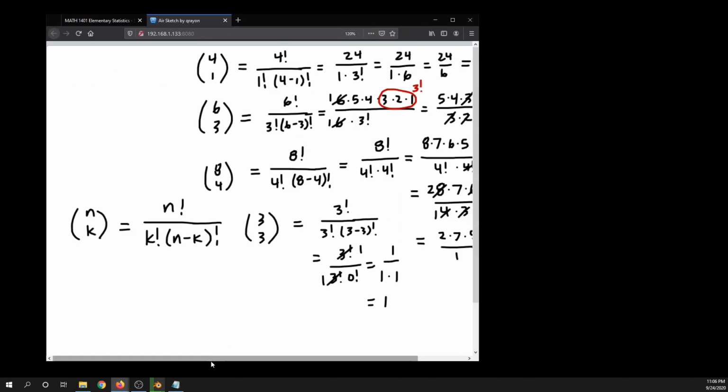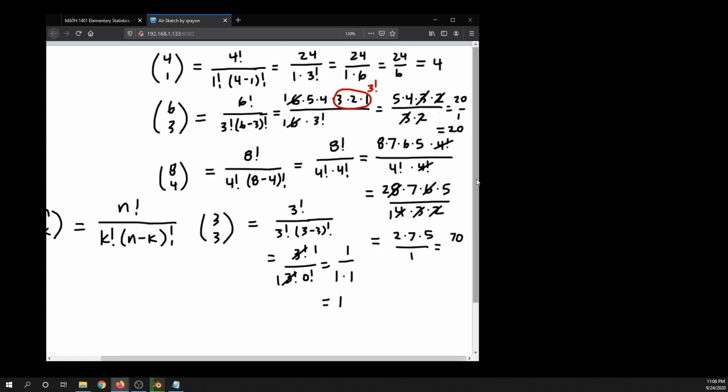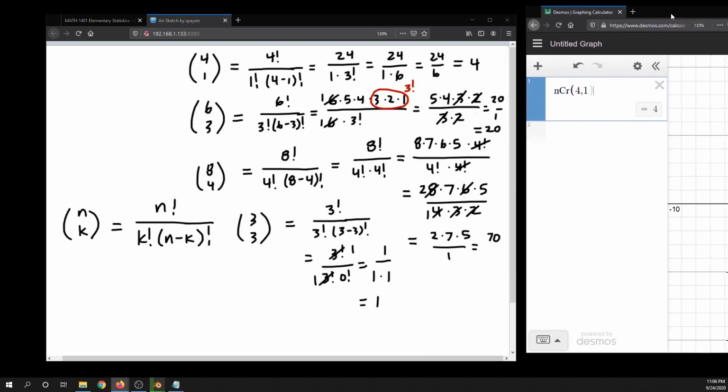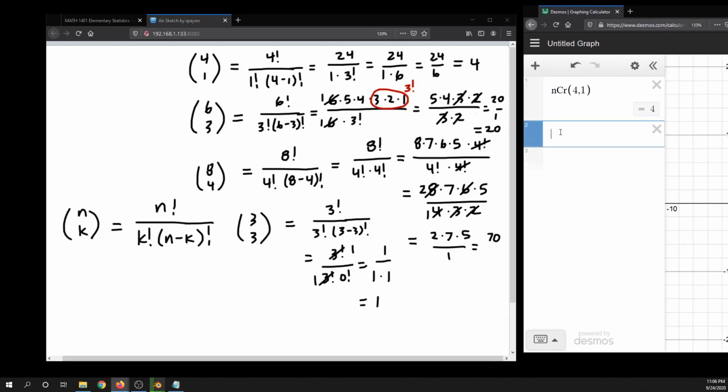Side by side, so it's a little easier to look at. All right, this example, n choose 3, nCr, we have 6 comma 3, right? That came out to be 20, just like we did here. 8 choose 4, so nCr 8 comma 4, 70. And then nCr 3 comma 3 comes out to be 1.